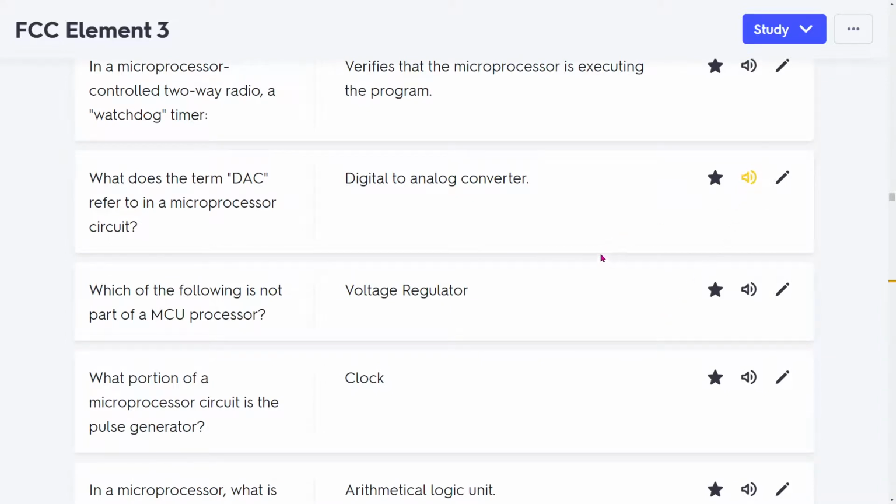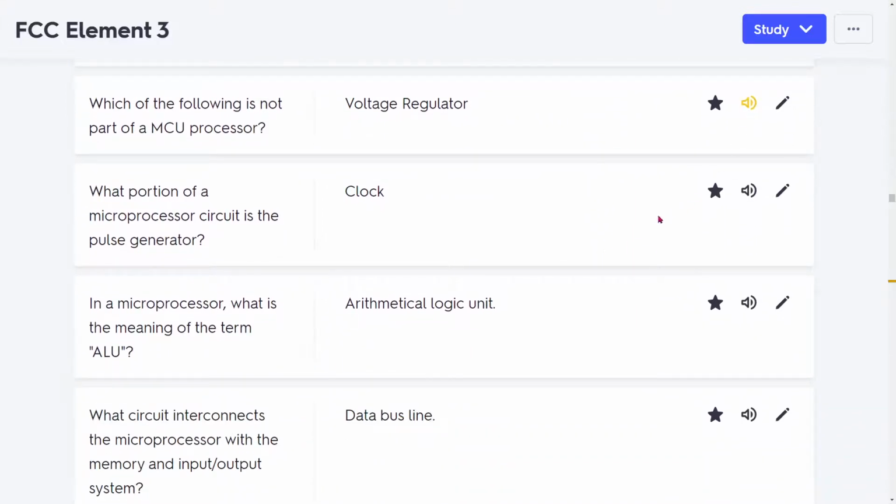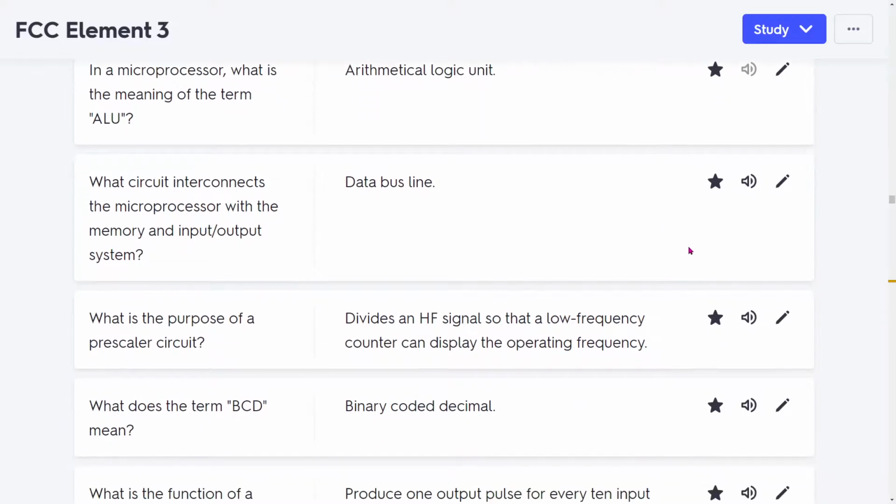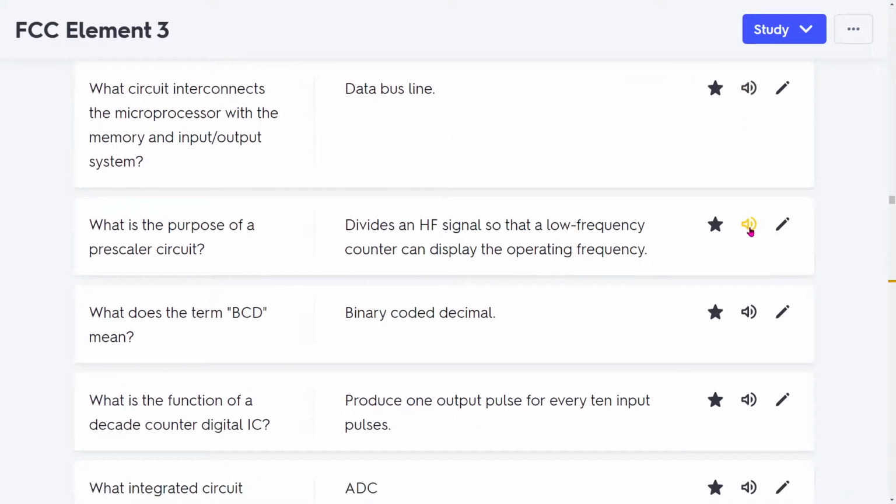What does the term DAC refer to in a microprocessor circuit? Digital to analog converter. Which of the following is not part of a MCU processor? Voltage regulator. What portion of a microprocessor circuit is the pulse generator? Clock. In a microprocessor, what is the meaning of the term ALU? Arithmetical logic unit. What circuit interconnects the microprocessor with the memory and input-output system? Data bus line.